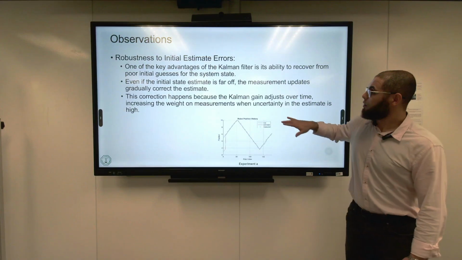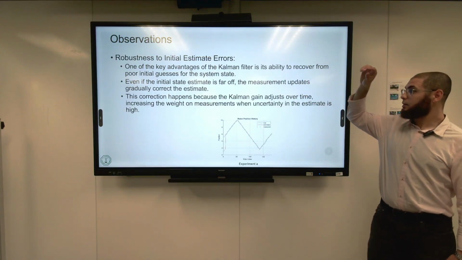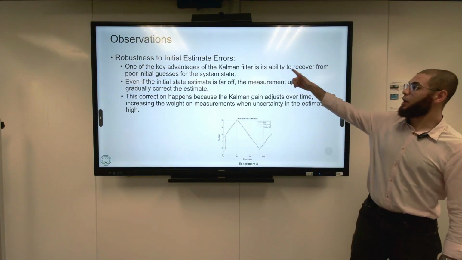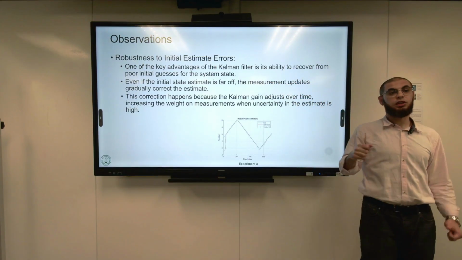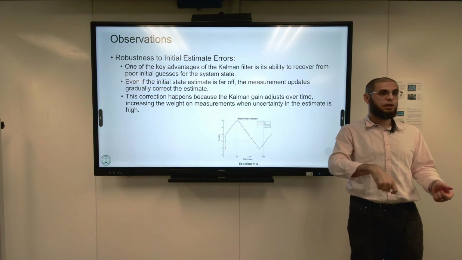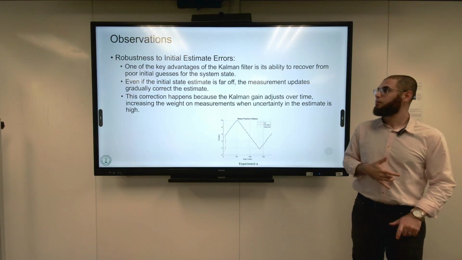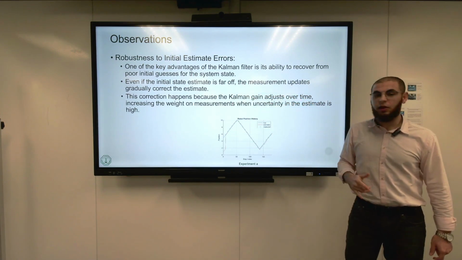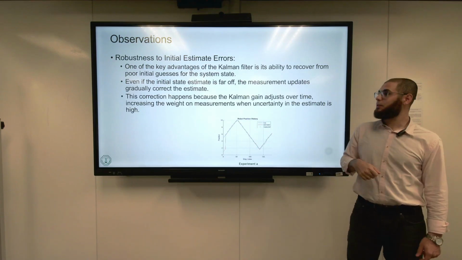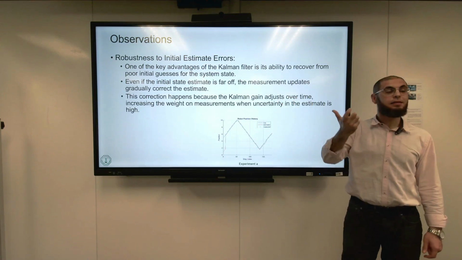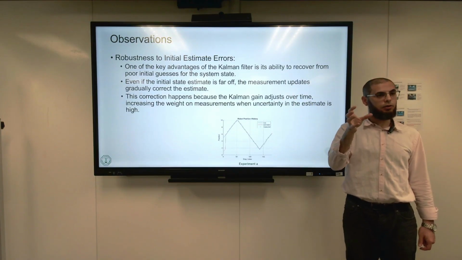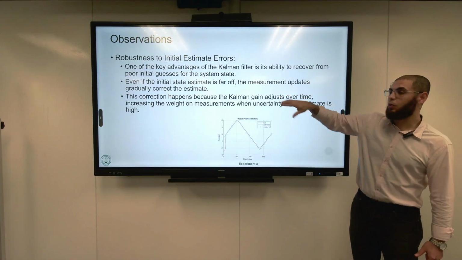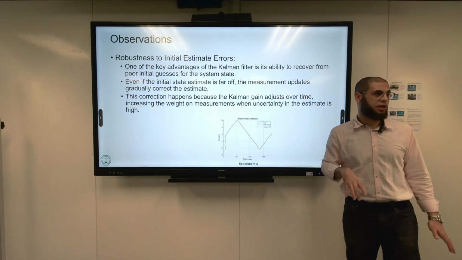So the whole idea of the Kalman filter is that, first of all, it can recover from a poor initial guess. It's not important that you know exactly where the robot is initially; it will correct itself. The second thing is that even if the initial estimate is far off, the measurement will correct for it. And the key secret here is the Kalman gain, the K that we calculate. This is the one that actually merges the correction and the prediction together.